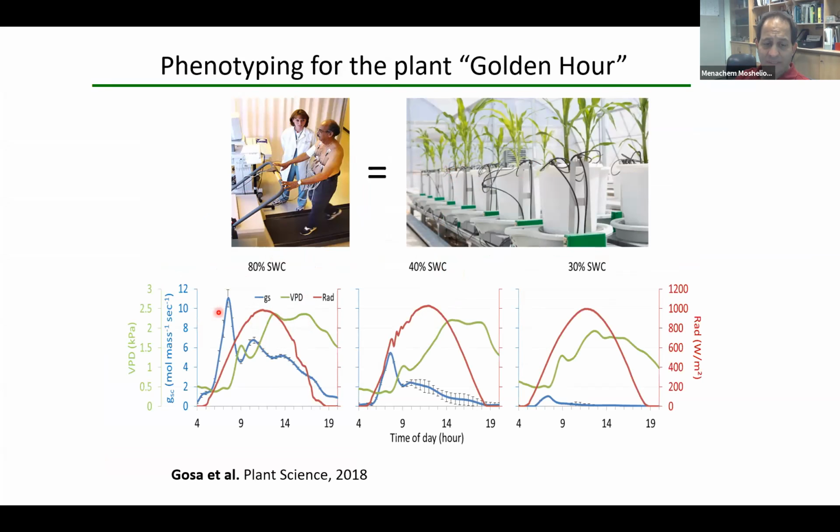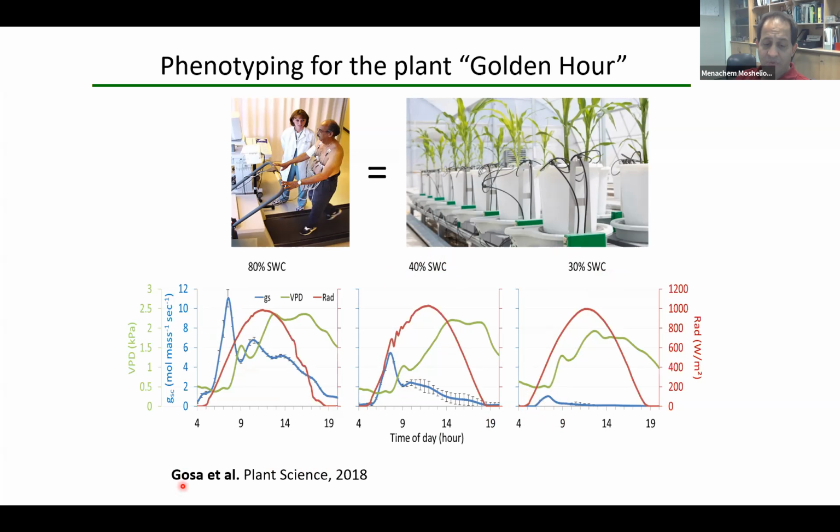Of course, we can do what we call drought stress. Now you see averages. This line is now the average of a few plants together. We can stress the plant to either 80, 40, or 30% of soil water content. And you can see this peak, this golden hour. You can see it decrease during the drought. But even at the lowest drought, we can still see this peak rising.